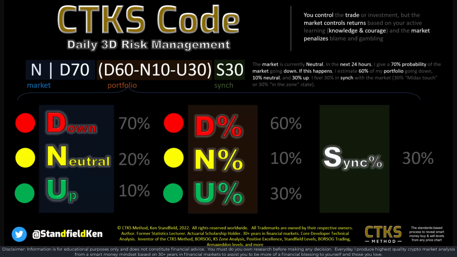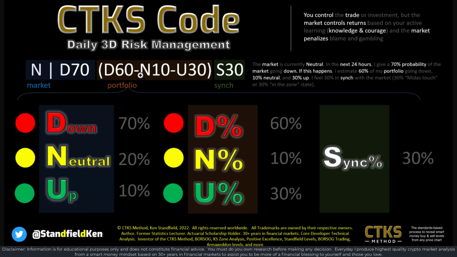Another important system for you to deploy is your CTKS code. This is your daily three-dimensional risk management code. You look at what the market did in the past 24 hours. The crypto market did come down. Then you would estimate what is the percent probability of the market going down. This is for tomorrow. What's the percent probability that it goes neutral or just consolidates, goes flat? And what is the percentage that it goes up? And you put that number in there, that letter and that number, so you can see what the market did currently and what you estimate the market will do tomorrow. Doing this code each and every day is vitally important.